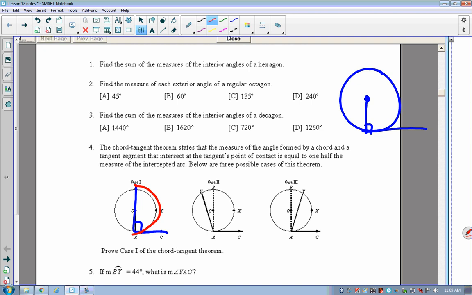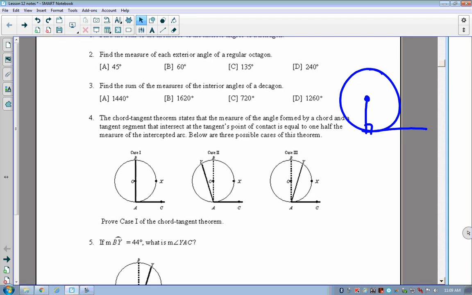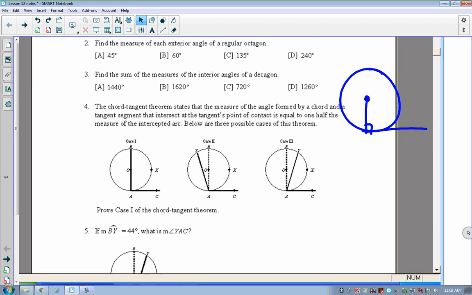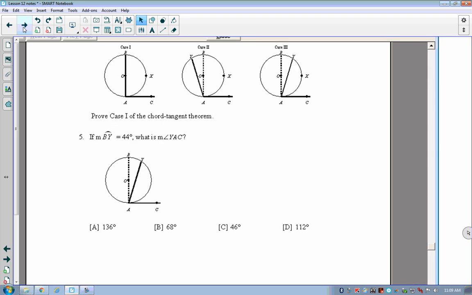That's our answer. So let's look at something else. Hopefully this will make a little bit more sense here in a second. Let's go on to another page and see question number 5. We want to know, if the measure of arc BY, that's this guy right here, is 44 degrees, what is the angle YAC? We want to know what this angle right here is.